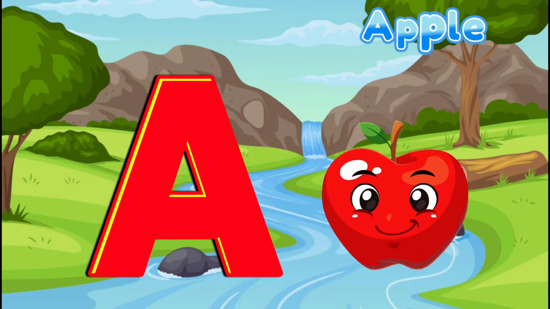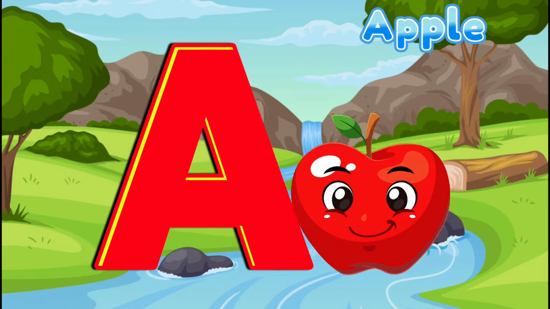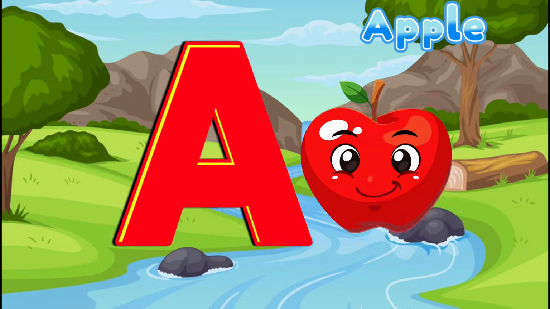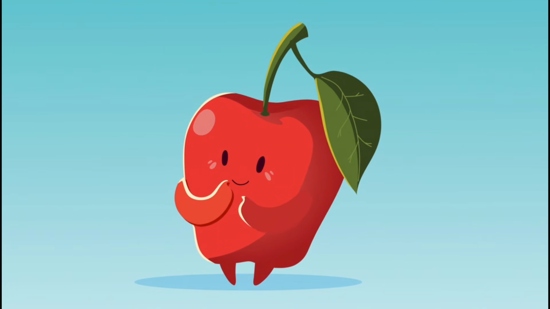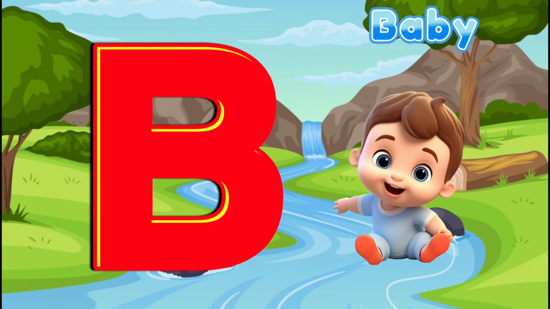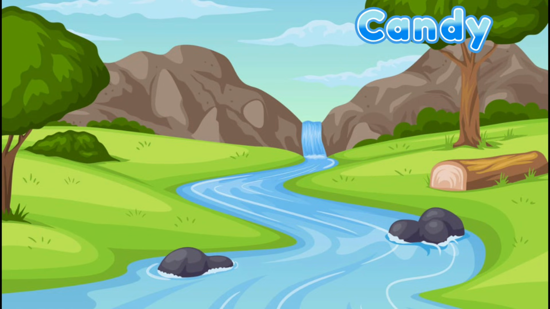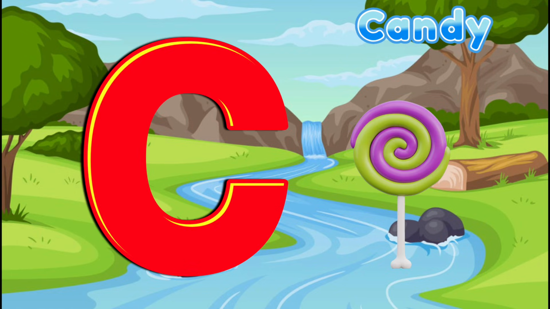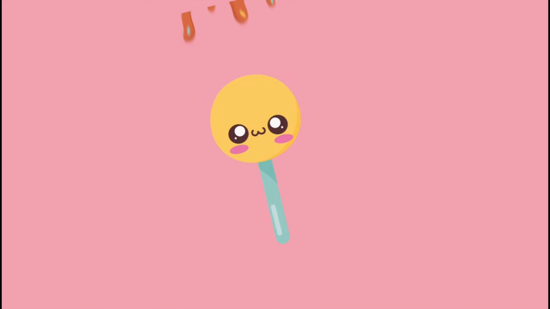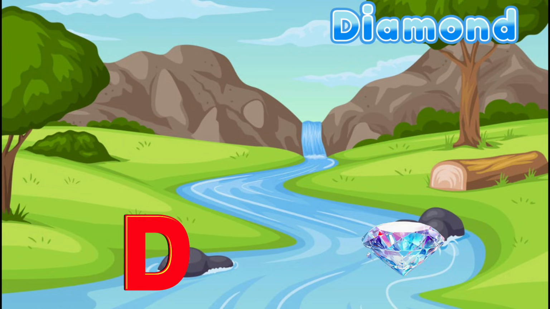A is for apple. Red apple. B is for baby. Small baby. C is for candy. Cool candy. D is for diamond.